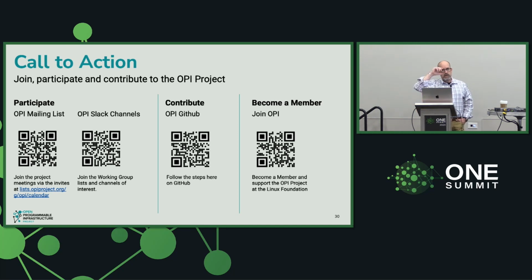This is how you can join us and participate in what we're doing at the OPI project. So we have a mailing list. You can sign up for the mailing list using that link. We have Slack channels. That's our normal way of communicating with one another. Obviously, we're doing everything in GitHub, and you can come to GitHub and look at the code that we've written, look at the documentation we have, and understand what the project's about, and join in and contribute.